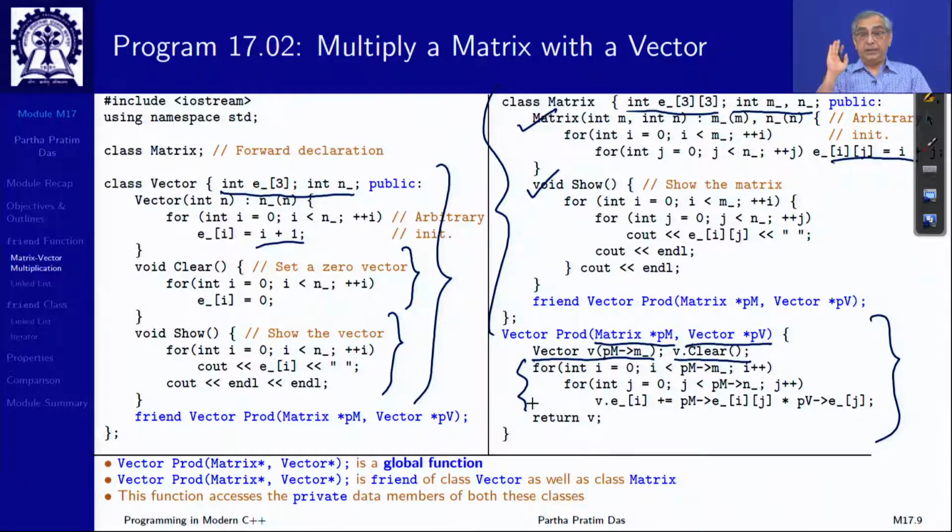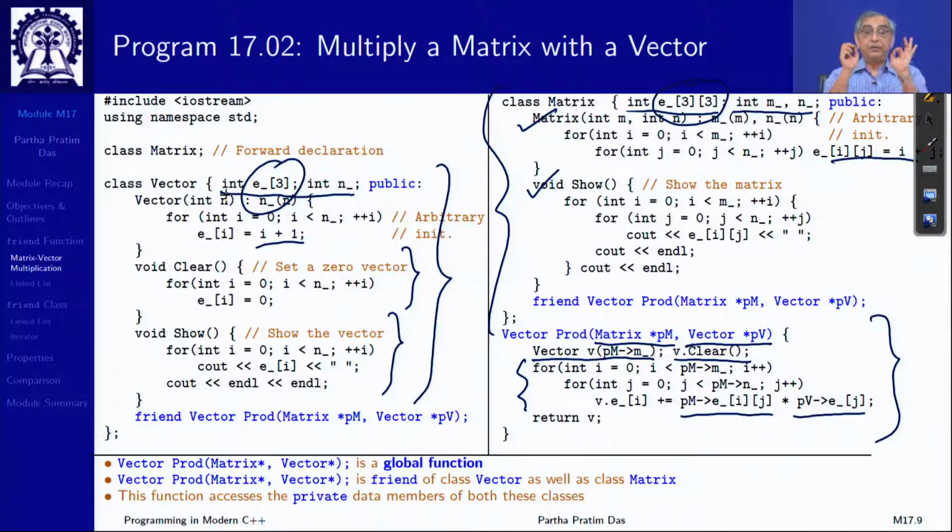Now, the issue here is this function needs to access the element of matrix, which is private. It also needs to access the element E of the vector, which is private. So, the question is, now it needs to access the private members of vector as well as private members of matrix to be able to do the multiplication. Which means that this will have to be a member function. Now, member function of which one? For matrix, then it does not work for vector. For vector, then it does not work for matrix.